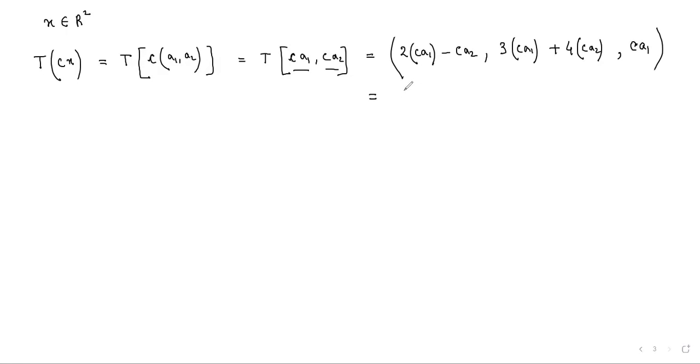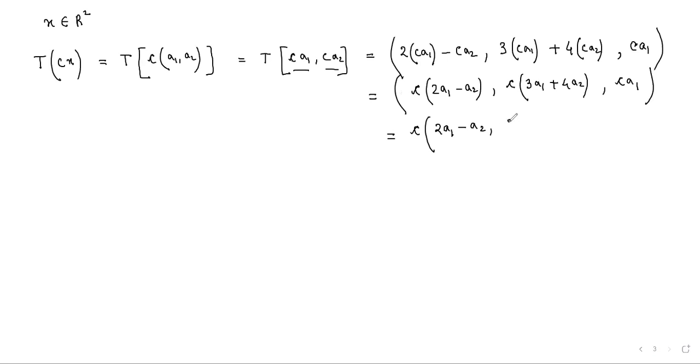Now what we can do is the following. We can take C common and we can write it as 2A1 minus A2. We can take C common and we can write it as 3A1 plus 4A2. And we can take C common, C into A1 is simply CA1. And you know that each of these elements are getting multiplied by C, so we can take C outside. We will get C into 2A1 minus A2, 3A1 plus 4A2, and A1. And what is this? This is your T of X.